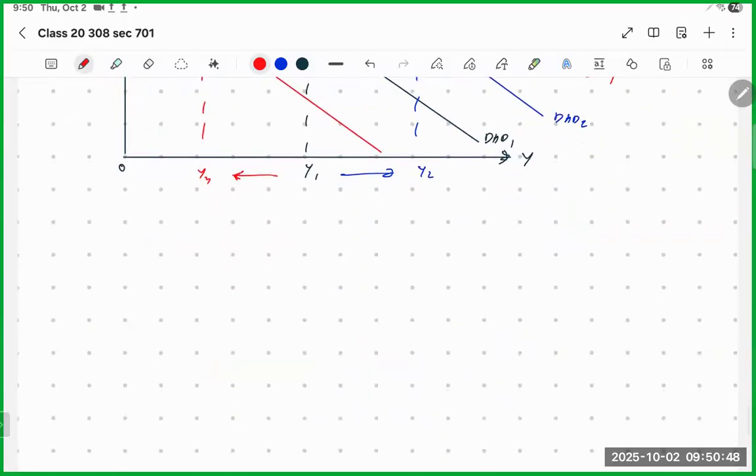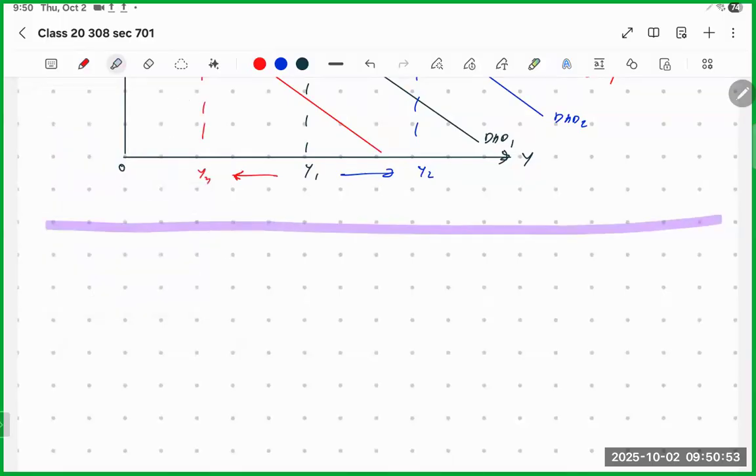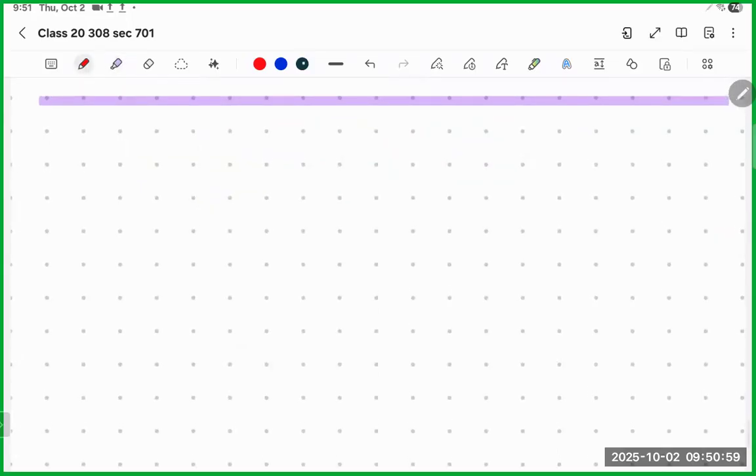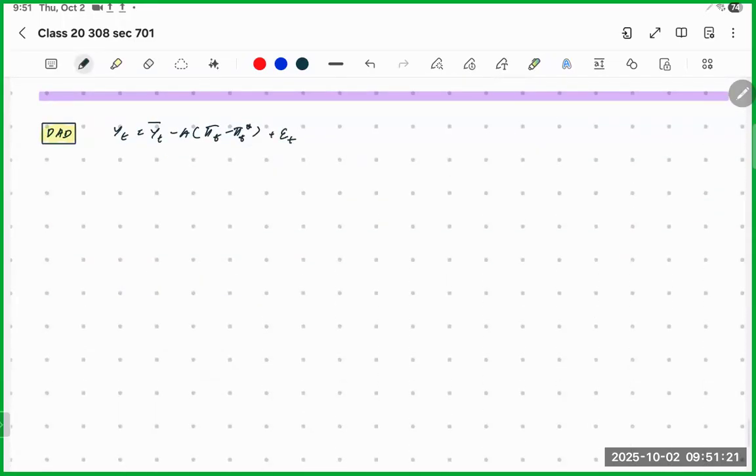So we're done with dynamic aggregate demand and dynamic aggregate supply. Next one, we're going to combine everything together. Okay. Starting with, we have the dynamic aggregate demand equation, DAD, okay, Y_t equal to Y_t bar minus A(pi_t minus pi_t star) plus epsilon_t. Okay. And then we have dynamic aggregate supply.